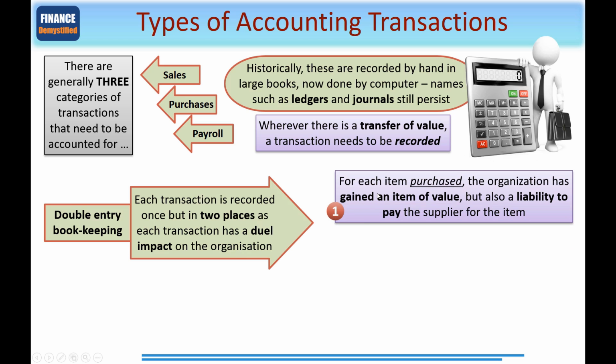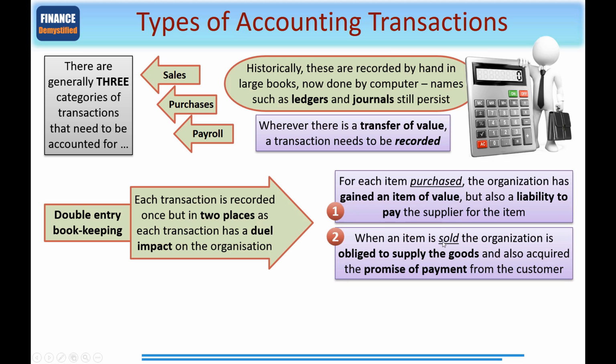Point number one, for each item that is purchased, the organisation has gained an item of value. However, on the other side of the coin, if you will, it also has a liability to pay back whoever it was who supplied the item. The second point is that when an item is sold, the organisation is obliged to supply the goods to whomever we sold them to. But on the other side of the coin, yet again, we're expecting whoever we sold them to honour their promise of payment, received of course from the organisation's customer.